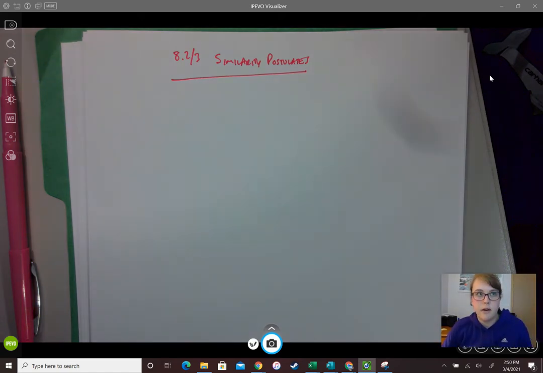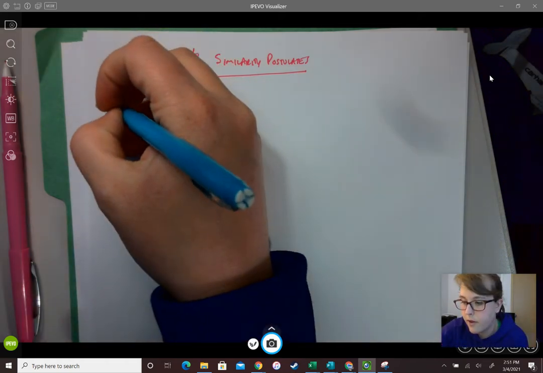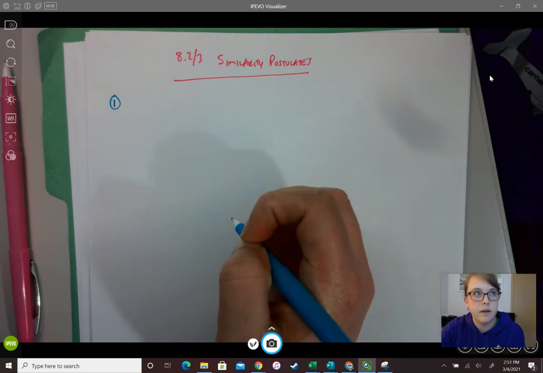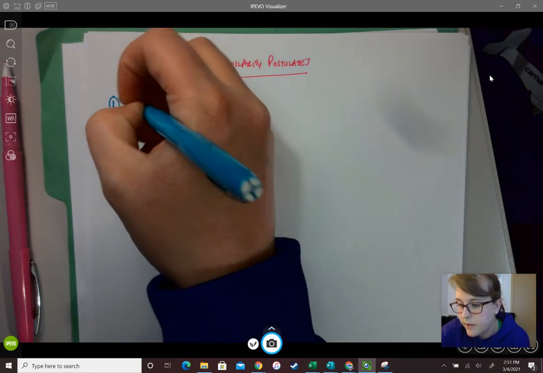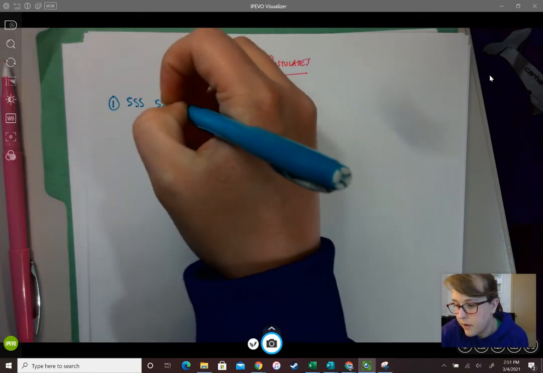When we've talked about similarity before this week, it's been kind of in terms of triangles and quadrilaterals and things like that. Today we're only applying it to triangles, and there are three different postulates we are going to look at. The first similarity postulate we are going to look at is SSS similarity.